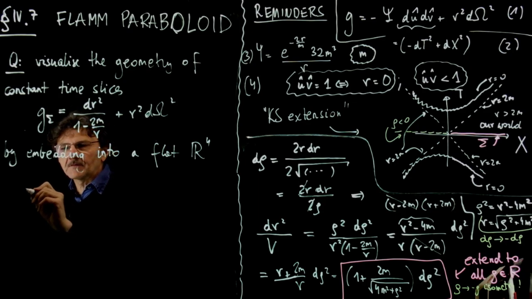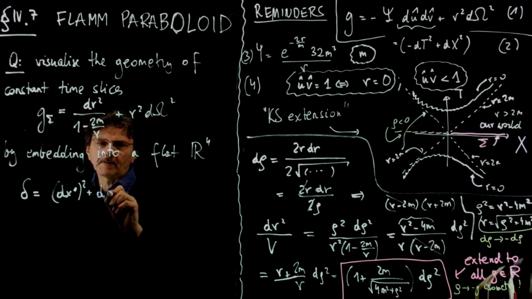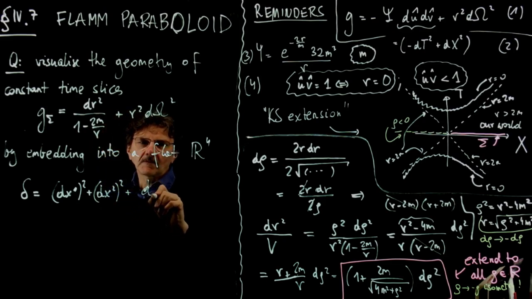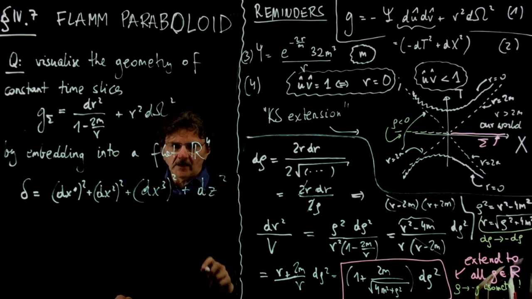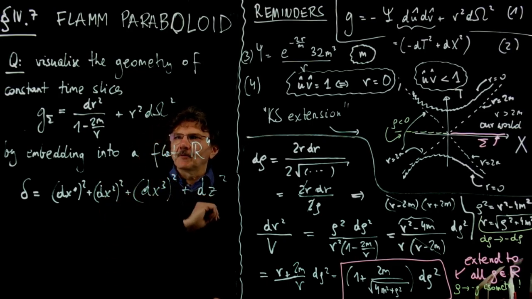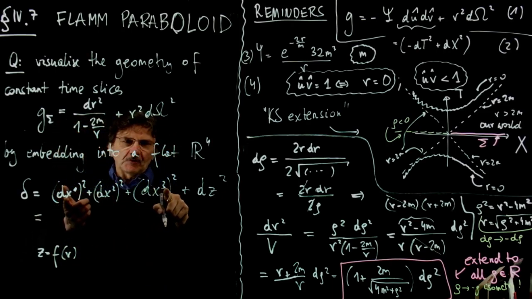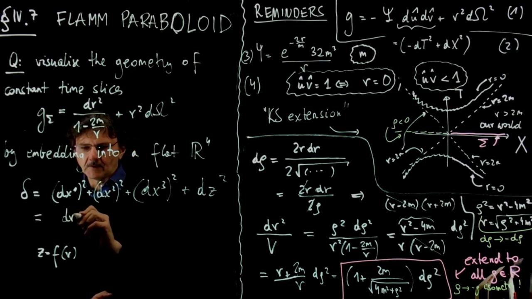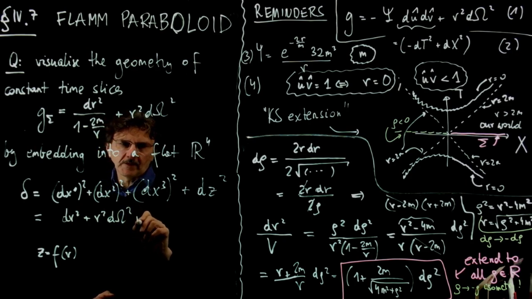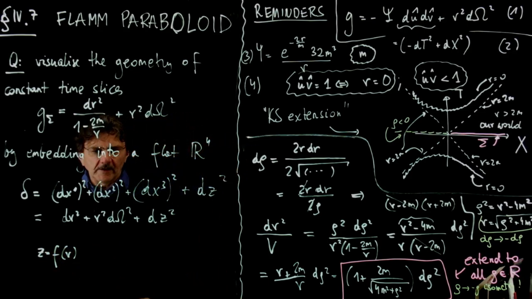So we have a flat four-dimensional metric delta, which is going to be dx1 square plus dx2 square plus dx3 square plus, so it's all pluses, a dz square variable. And we're going to look at an embedding so that z is equal to a function of r. Well, we rewrite this x1, x2, x3 part of the metric in spherical coordinates, right? So we just write dr square plus r square d omega square plus dz square. So the embedding is z equals f of r.